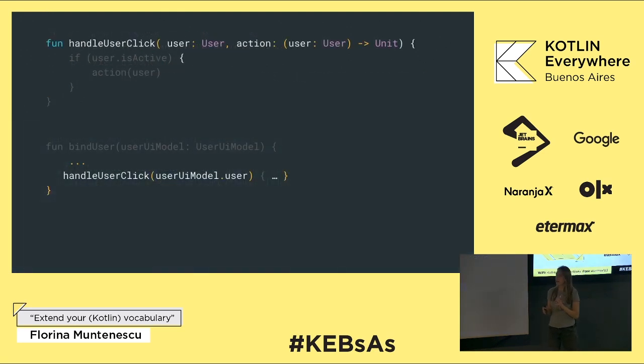OK. But what if we change things? What if we decide that instead of handling or defining the action in the place where we're creating the user UI model, what if we want to call or define the action here in the bind user?